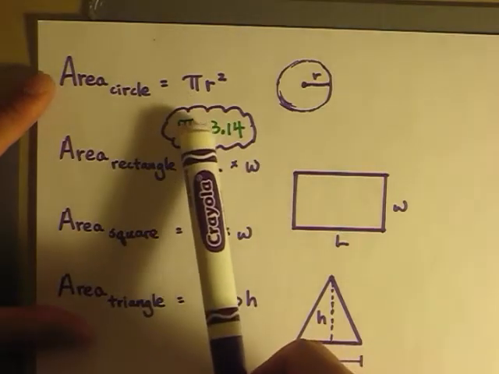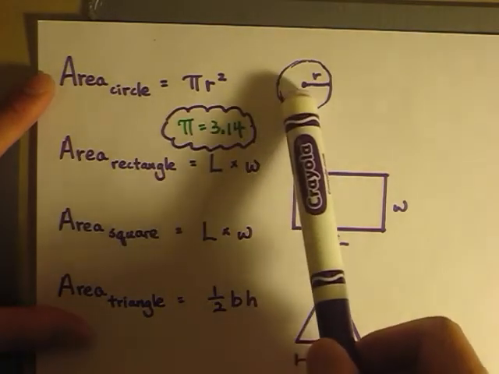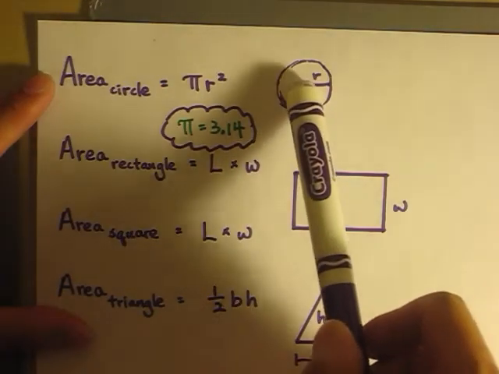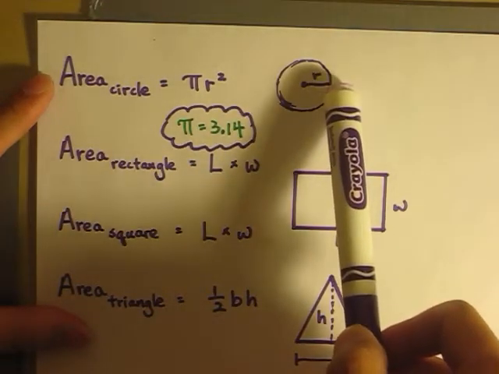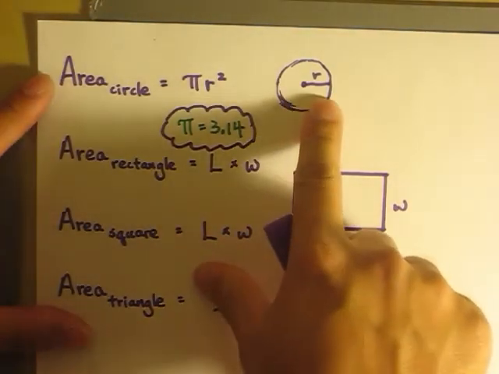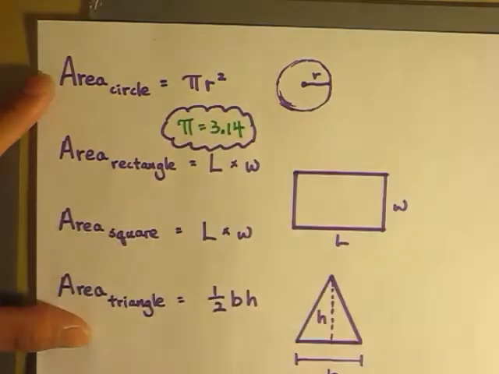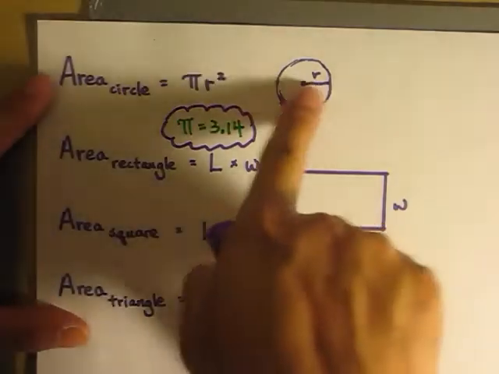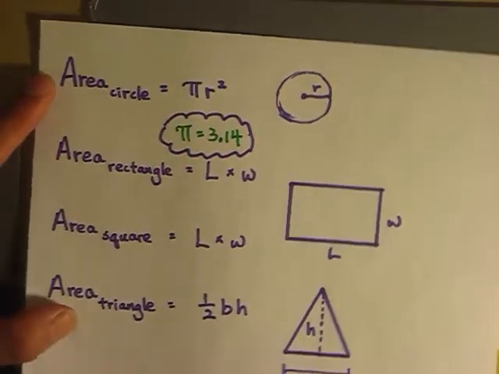R, well, what's R? R is the distance of the line connecting from the center of the circle to any point on the circle. So this line right here connecting from the center to the point outside on the circle is the radius. And we're going to use the radius to help us calculate the area.